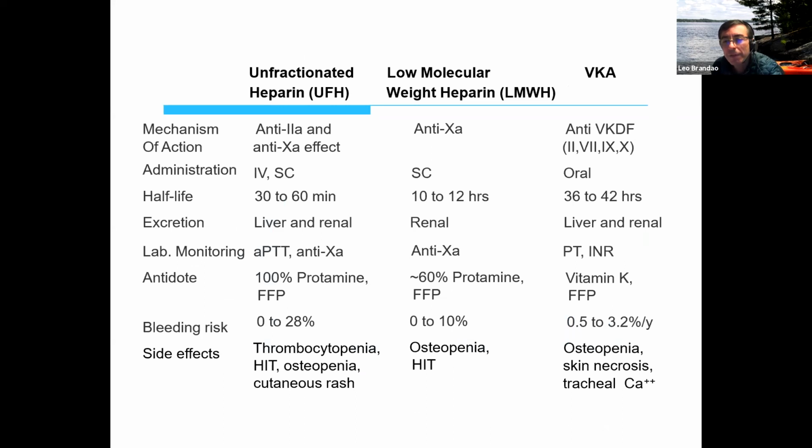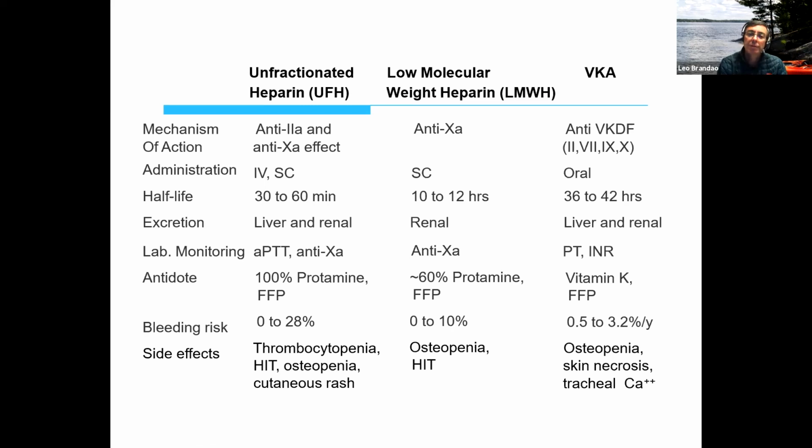This is a semi-final slide. We have 8 more minutes, but it really tries to summarize the main characteristics of these 3 anticoagulants. I know the content of the talk today is dry. So second, third, and fourth column representing the main characteristics of IV heparin, low molecular weight heparin, and warfarin. We start with mechanism of action, way of administration, the half-life, which organ or system excretes it, the laboratory monitoring used for clinical practice, the antidote, bleeding risk, and side effects.